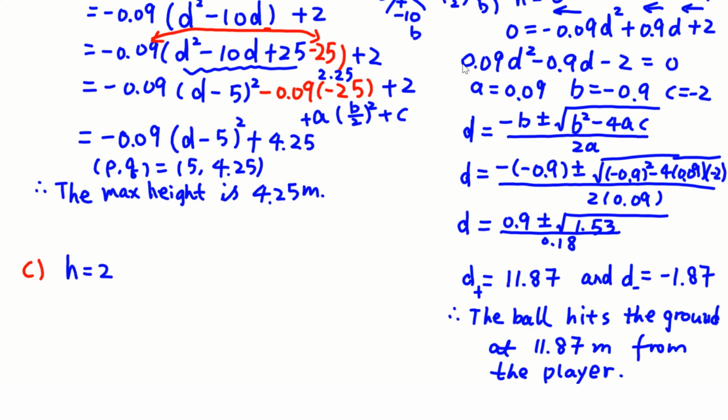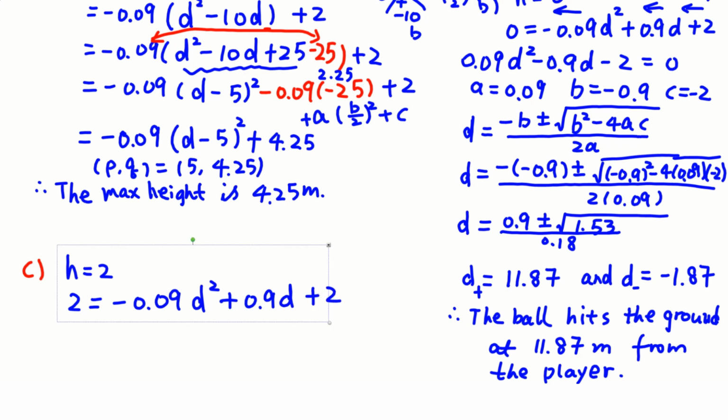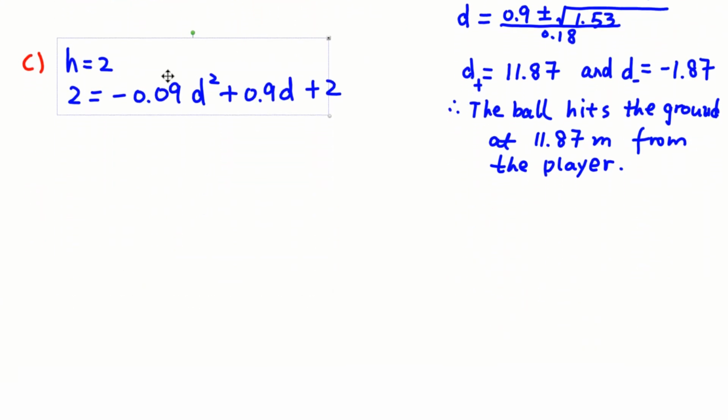So instead of h, we are going to put 2 equals negative 0.09 d squared plus 0.9 d, then plus 2. We are going to move everything to the left side to make the a value positive. So we are going to have 0.09 d squared minus 0.9 d, then this one becomes negative 2. 2 minus 2 gives you 0. So equals 0.